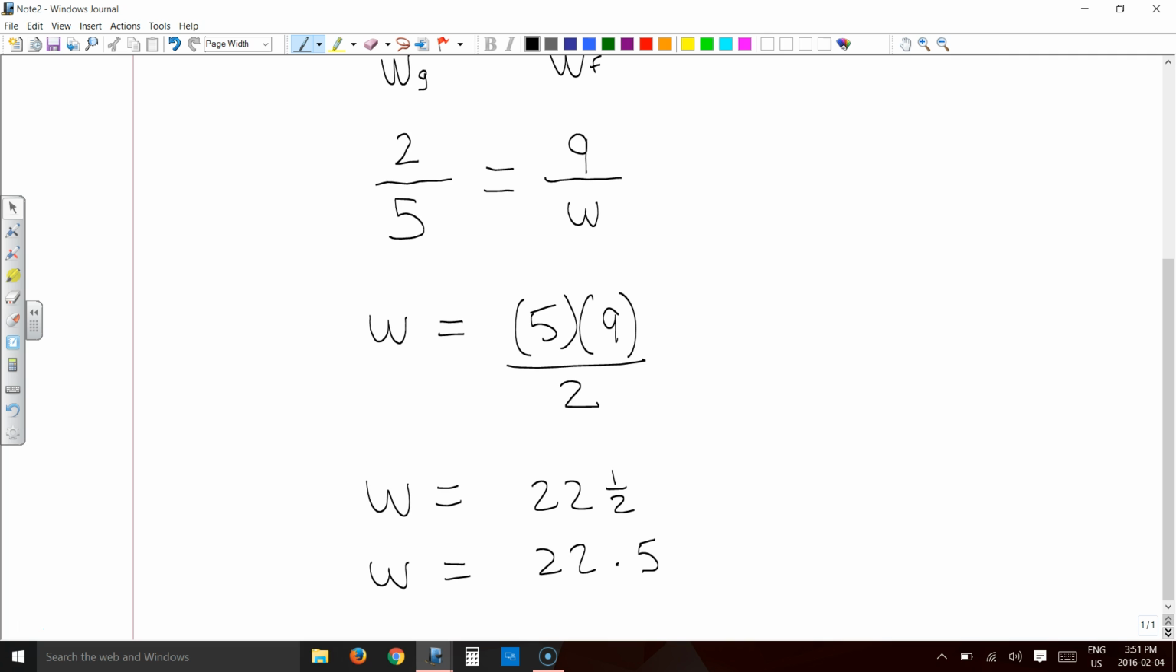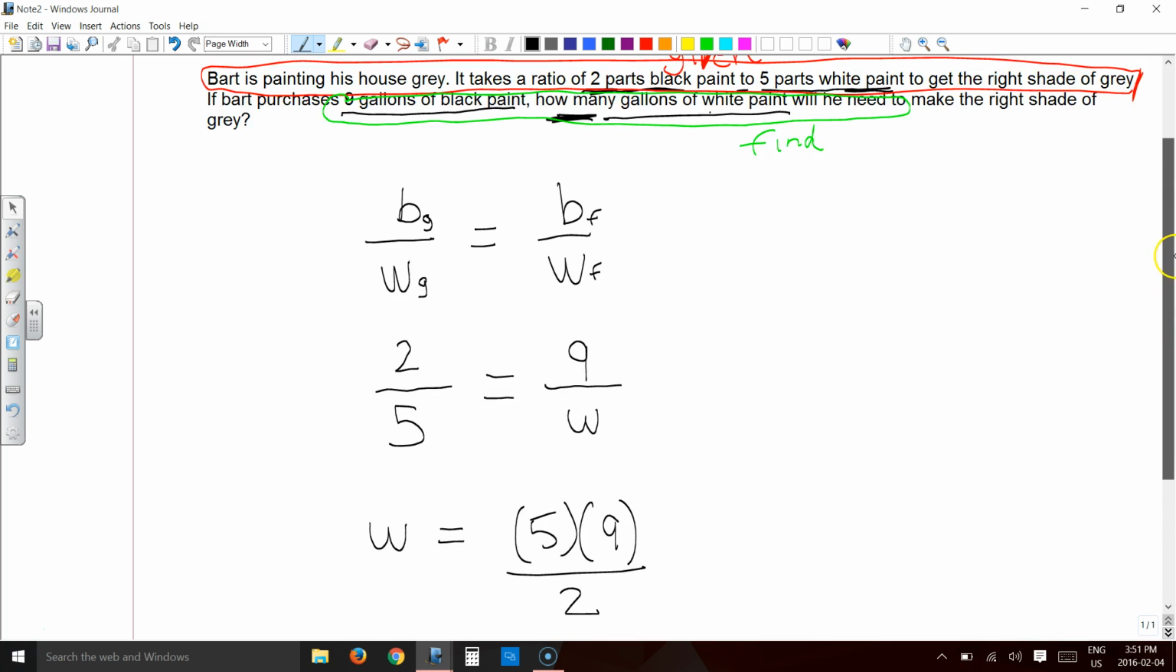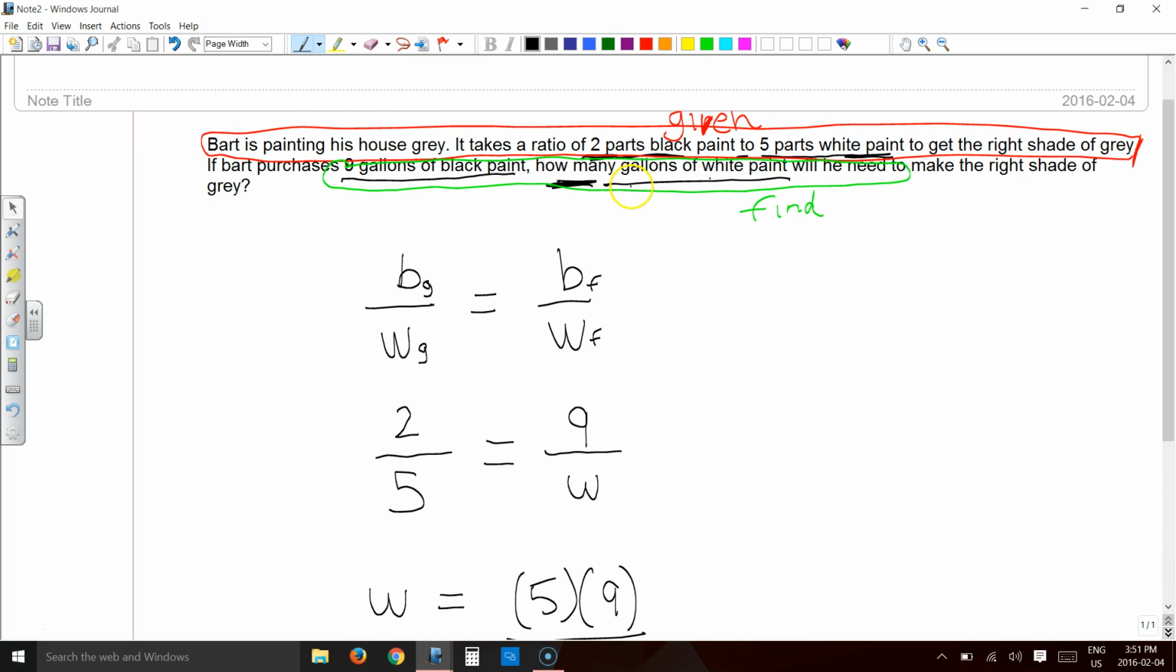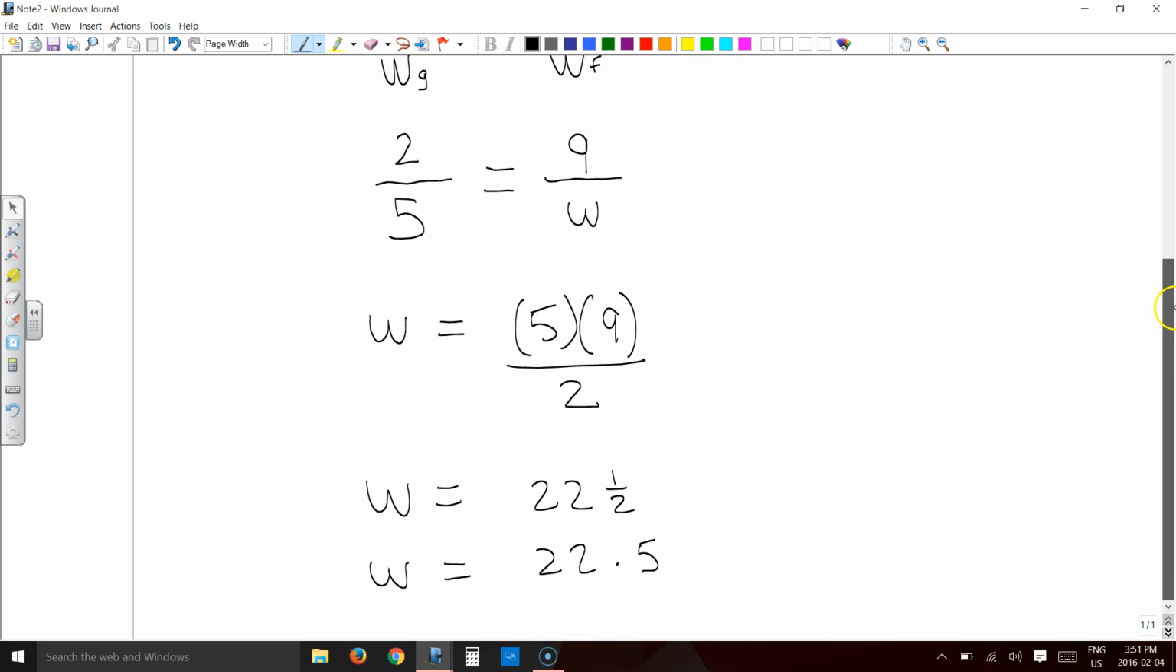But we're not done. We have to make sure that we communicate to the person who's reading our work what this is. 22.5 what? Well, when we look at the question, they ask us, how many gallons of white paint will he need? So we're going to say he needs 22.5 gallons of white paint, just to be clear and to communicate properly.